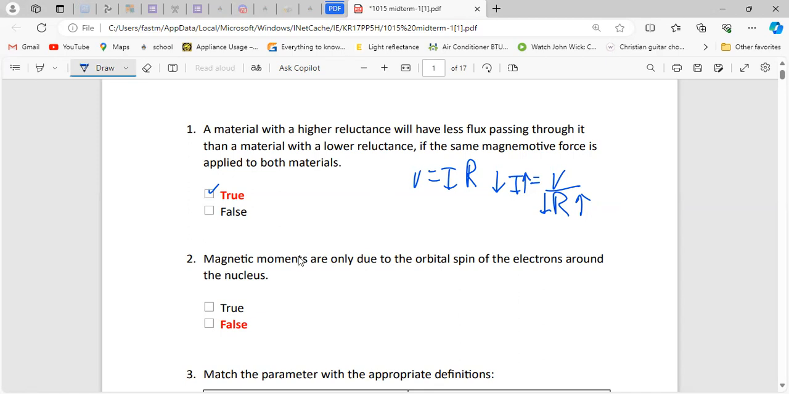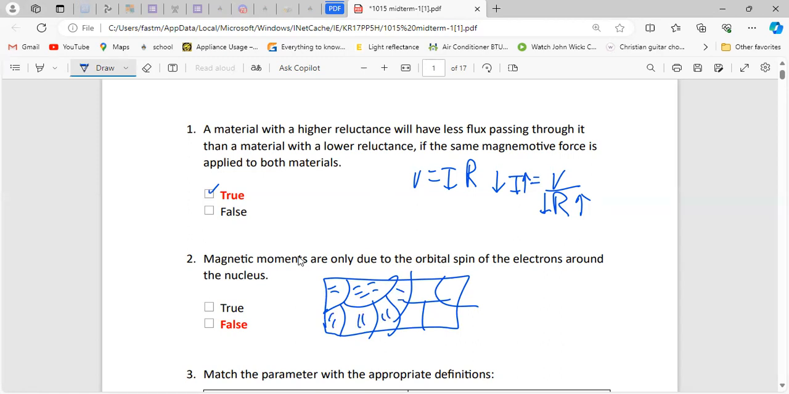Number two: magnetic moments are due to orbital spin of the electrons around the nucleus. Not all the time. A magnetic moment is similar to dipoles. If you have a material, you will have domains, and each domain has a grouping of dipoles oriented in a particular direction. So the moments is literally going deeper into the dipoles and magnetic moment.